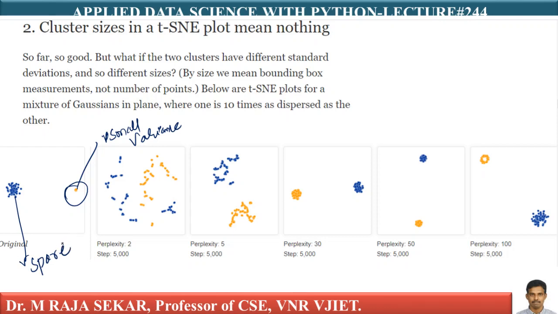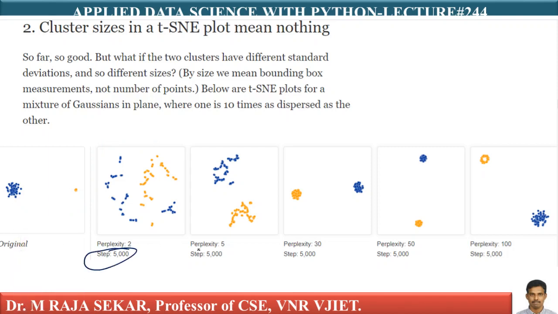These are sparse points. So now what happens as I change my perplexity while keeping my step very large? Let me assume my step is 5000, a large value. I'm keeping the step at 5000, but I'm changing perplexity. Initially I'm keeping perplexity at 5, 30, 50, 100.